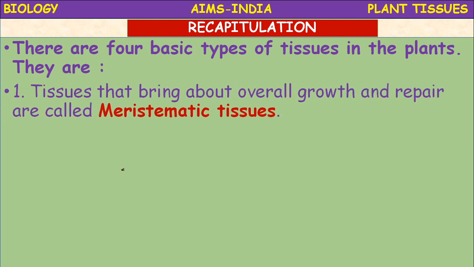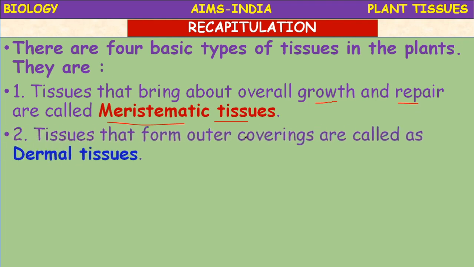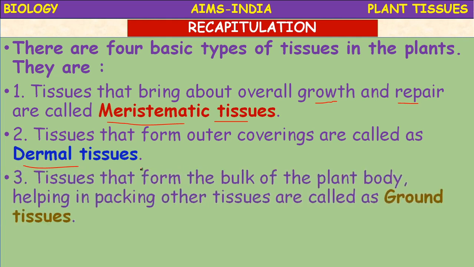They are the tissues that bring out overall growth and repair. What are those tissues called? Meristematic tissues. And the tissues that form outer coverings are called dermal tissues. These are protective in function. And the tissues that form the bulk of the plant body, helping in packing other tissues, are called ground tissues. Ground tissues are the bulk forming tissues.